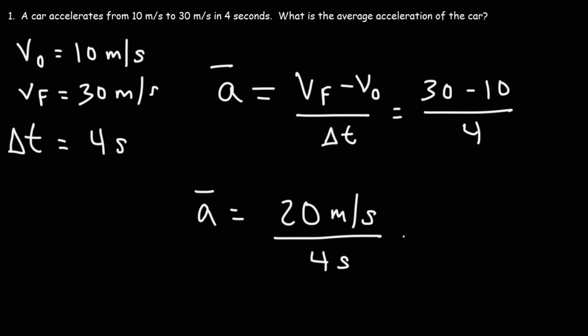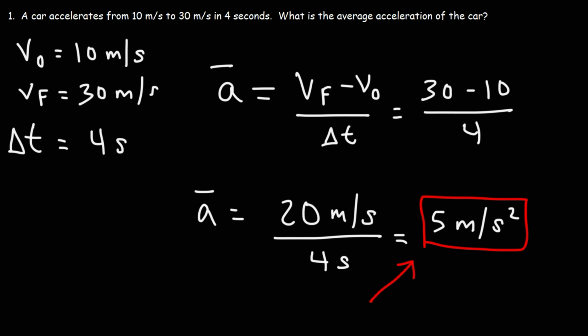The change in time is 4 seconds. 20 divided by 4 is 5. So we get 5 meters per second squared. Now think about what this means. On average, this is telling us that the velocity is changing by 5 meters per second every second.